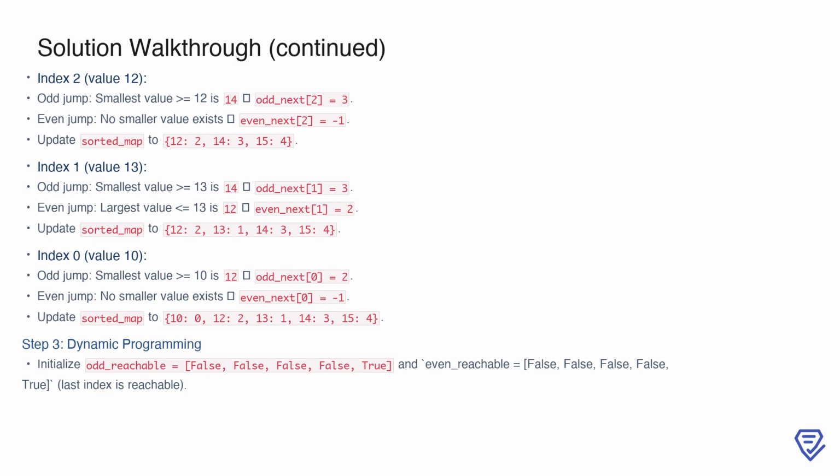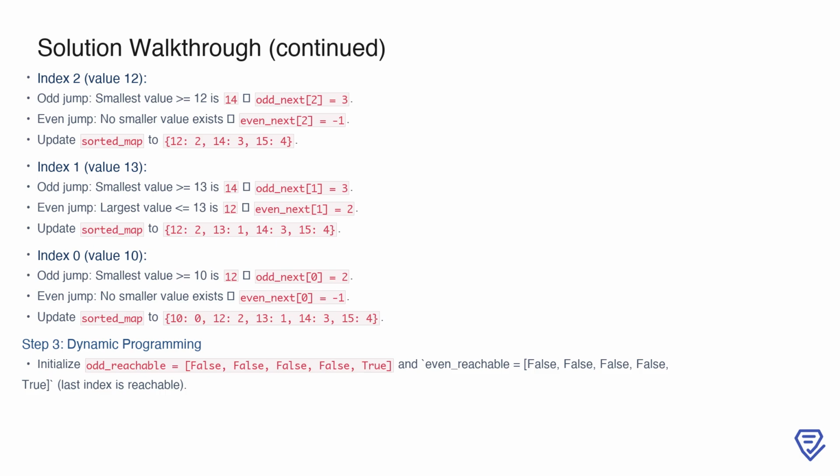At index 1, the value is 13. For an odd jump, the smallest value greater than or equal to 13 is 14, which leads to index 3, so odd_next[1] equals 3. For an even jump, the largest value smaller than 13 is 12, which corresponds to index 2. Thus, even_next[1] equals 2. Updating sorted_map to include 13, we now have 12, 2, 13, 1, 14, 3, 15, 4.